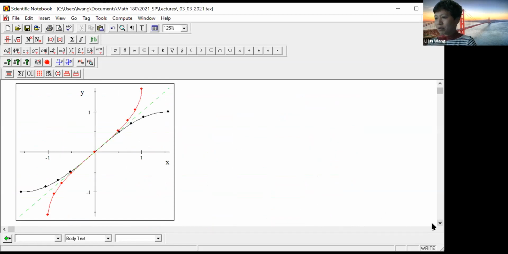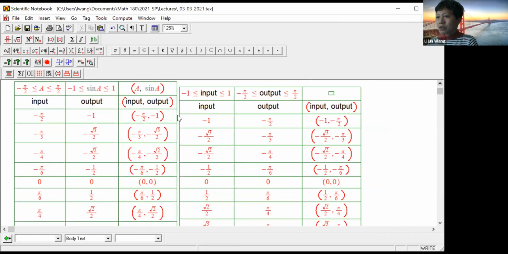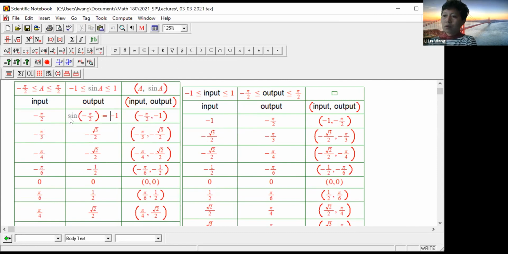I still want to save that picture. Okay, so now notation. What kind of notation does your professor want to see? Sine of negative pi over 2, this is the kind of notation your professor wants to see. I mentioned earlier that you never write sine alone. This is the proper use of notation, okay?